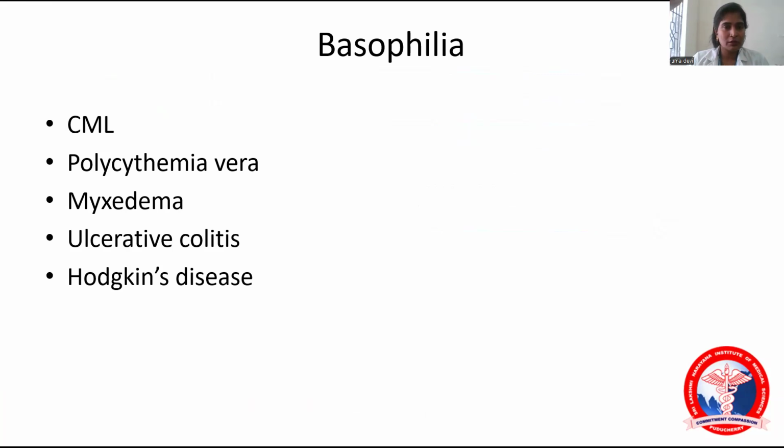Now, basophilia. We know that basophils normally we tend not to see at all, 0 or occasionally 1. Basophils are identified by large purplish granules. So where do we see them? We can be asked in viva. So remember the conditions. Philias we will remember. Basophilia is seen in CML, chronic myeloid leukemia, polycythemia vera, sometimes in myxedema, and Hodgkin's disease as well.